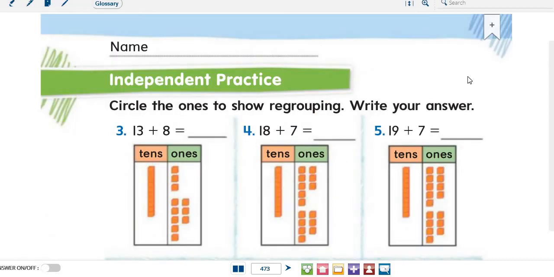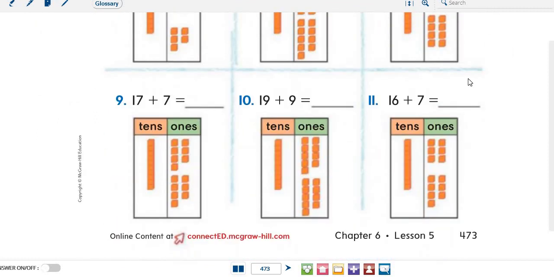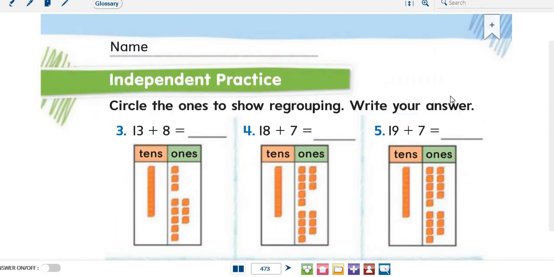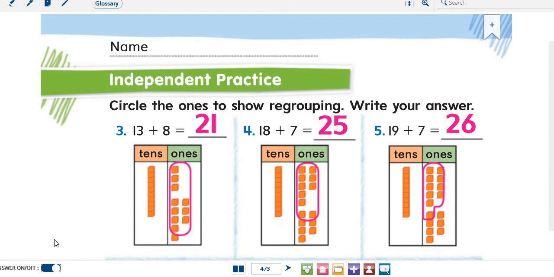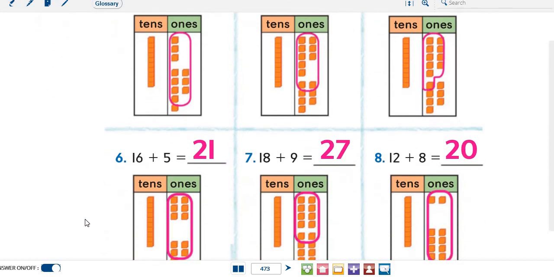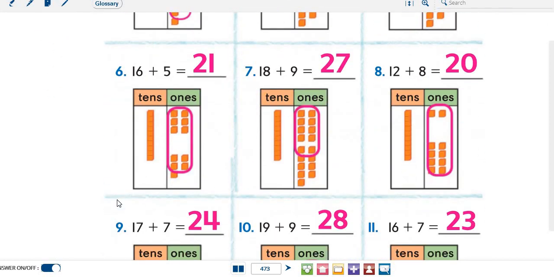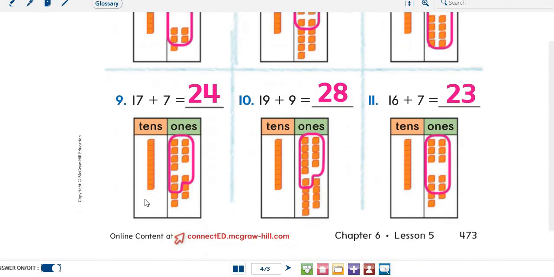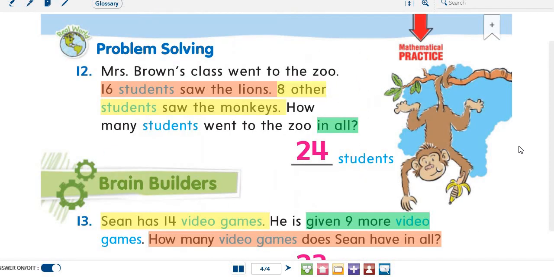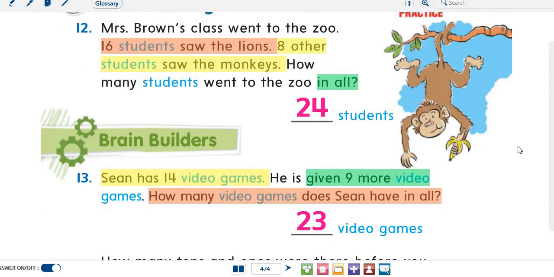Now it's your turn, grade 1. So please try to solve these questions by yourself. And then when you finish, you can check your answers here. Be careful when you circle ones. You need to regroup only 10 ones. The same for the next page, you can check your answers here.